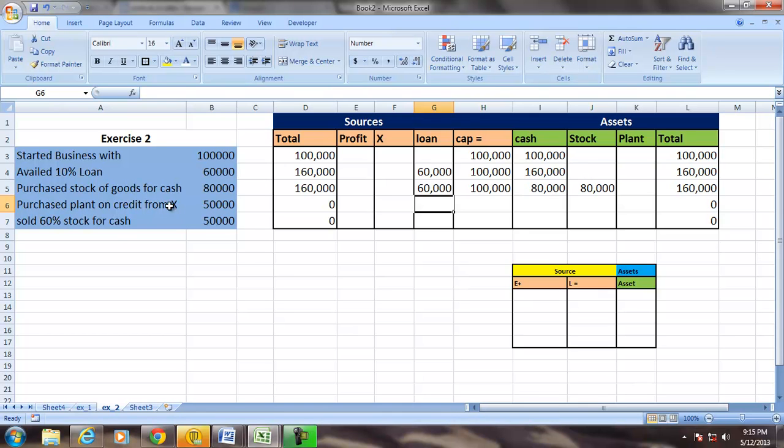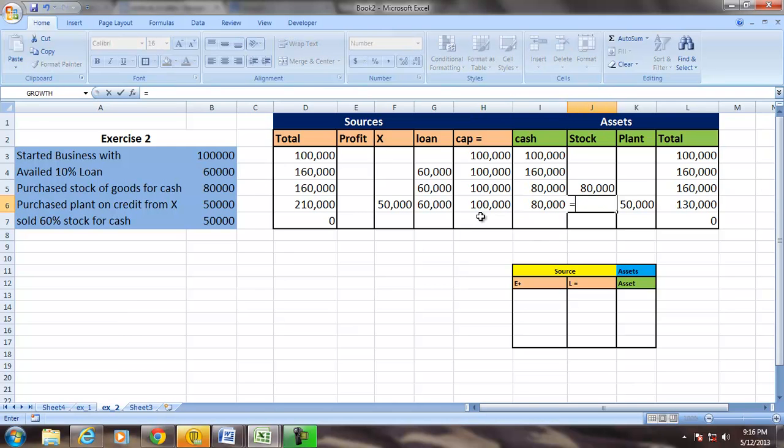Purchase plant on credit for 50,000 from X. So plant is an asset. So acquisition of asset here resulted in creation of a liability called the supplier of plant 50,000. Other than that, no change in the capital, no change in the loan, no change in cash, and no change in the stock. So acquisition of asset in this case has resulted in decrease in cash. Acquisition of asset in this case has resulted in creation of a liability in the form of Mr. X.